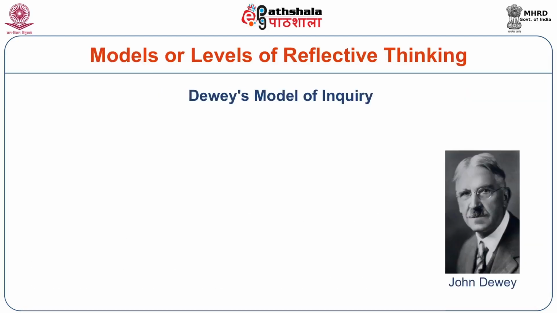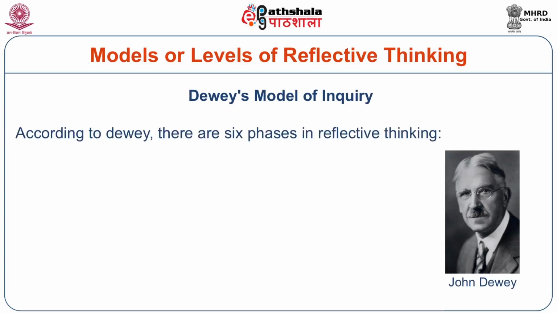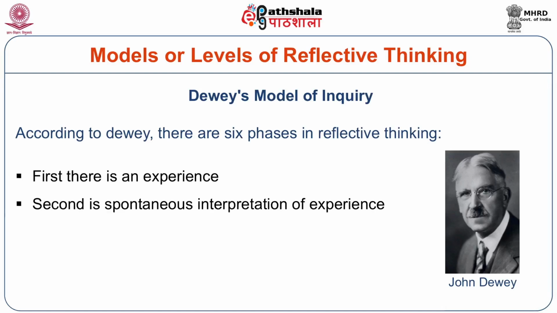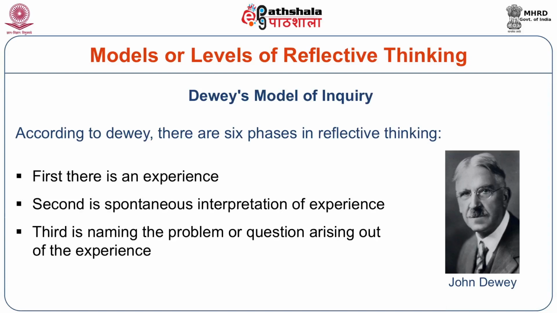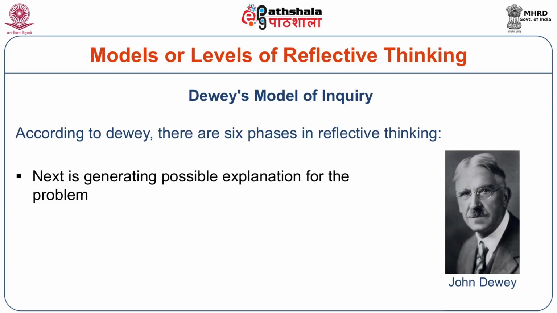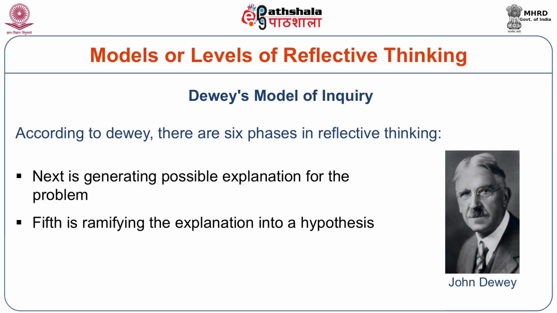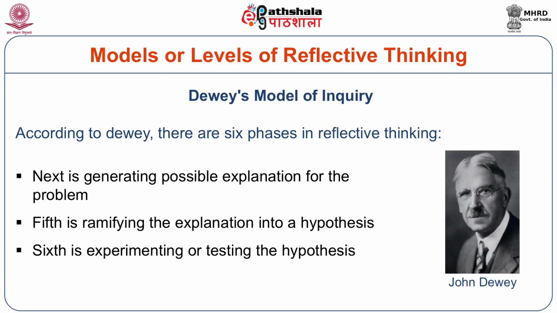Now, there are models or levels of reflective thinking. This is called Dewey's model of inquiry. First, according to Dewey, there are 6 phases. First, there is an experience. Second is a spontaneous interpretation of the experience. Third is naming the problem or question arising out of the experience. Next is generating possible explanations for the problem. Fifth is ramifying the explanation into a hypothesis. And the final is experimenting or testing the hypothesis.